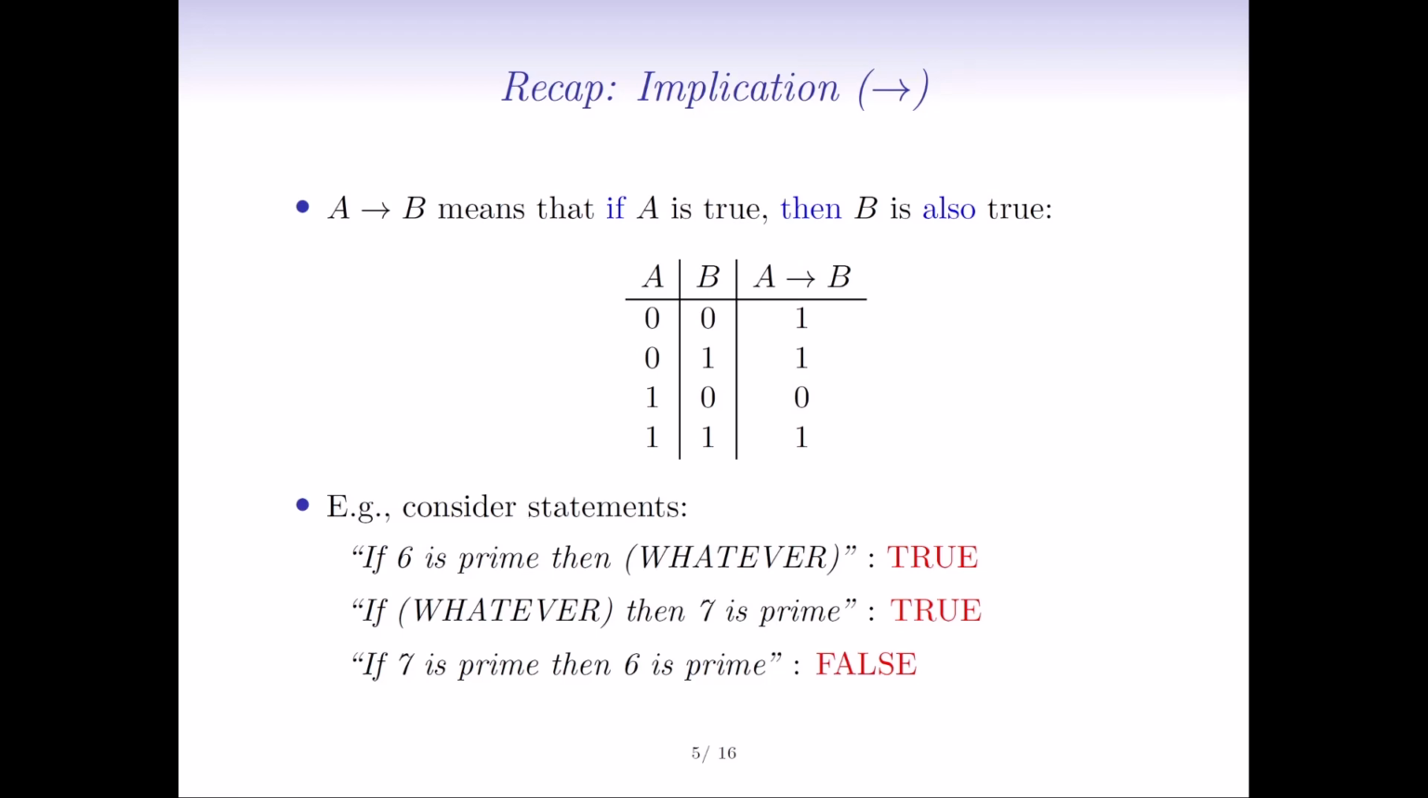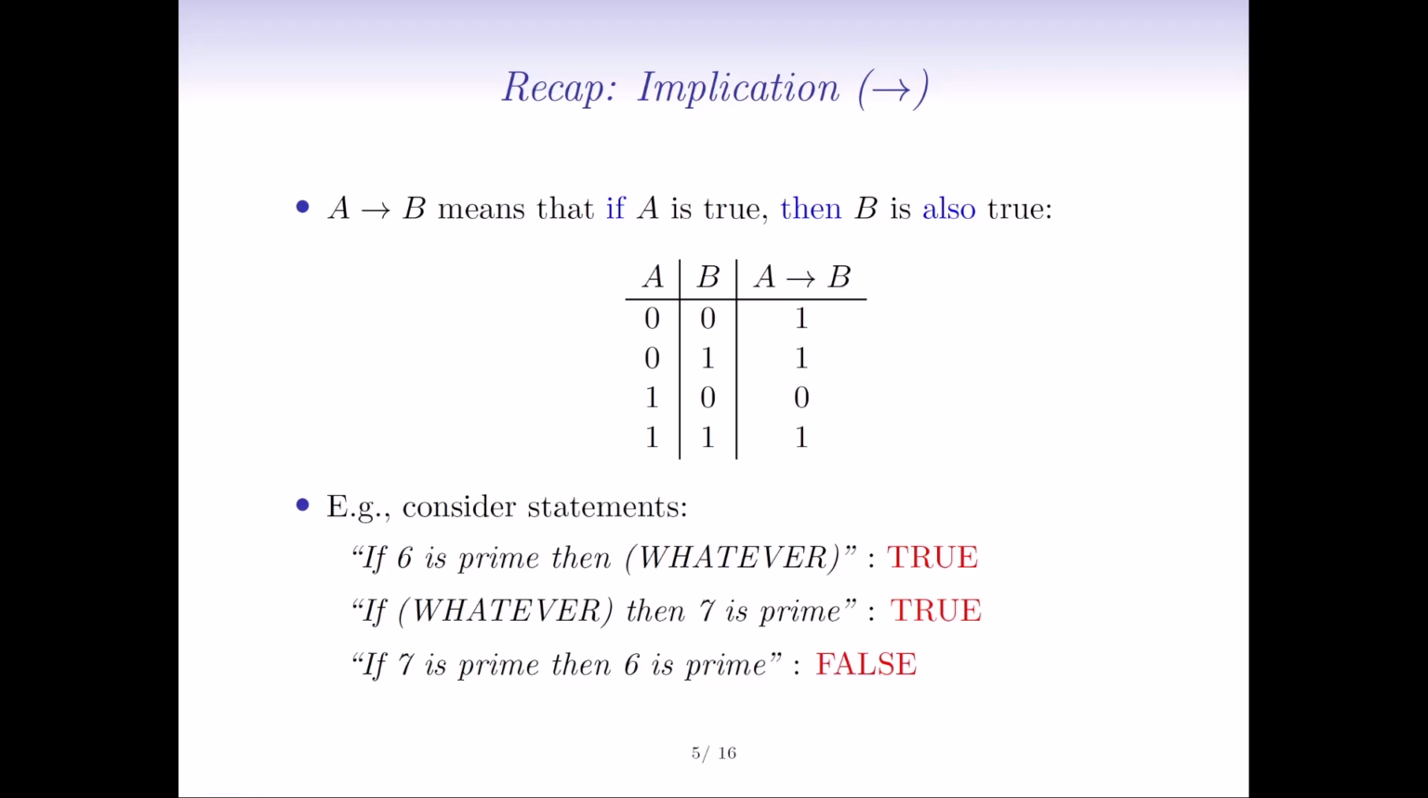Here's a few examples here. The statement, if 6 is prime, then anything, any statement at all. That's a true statement for the reason that 6 is not a prime number. I've said, well, think about the case where 6 is prime. Well, there are no cases when 6 is prime, so it's trivially a true statement. It's true, but not very interesting.